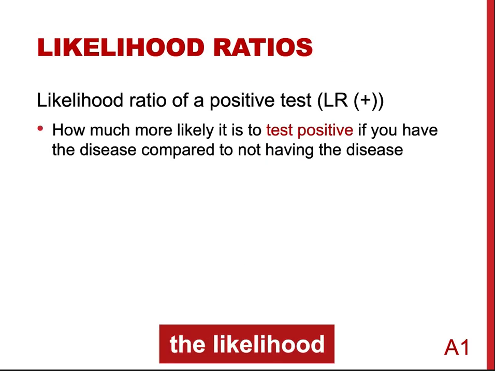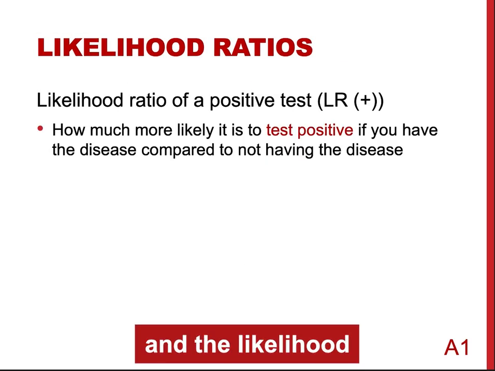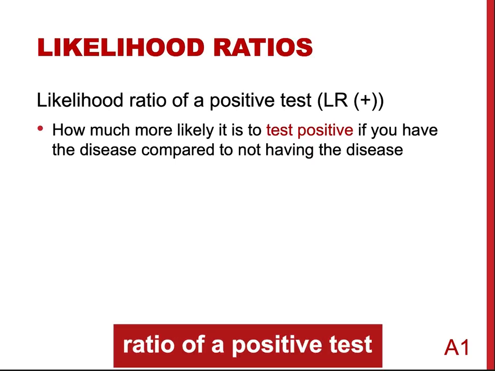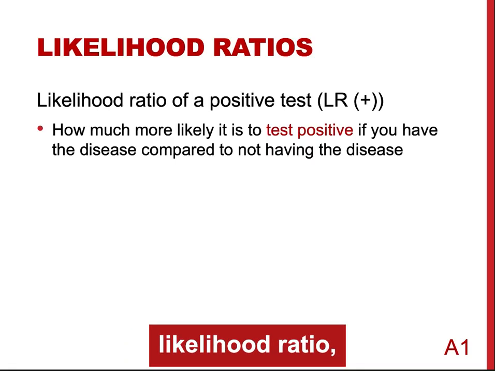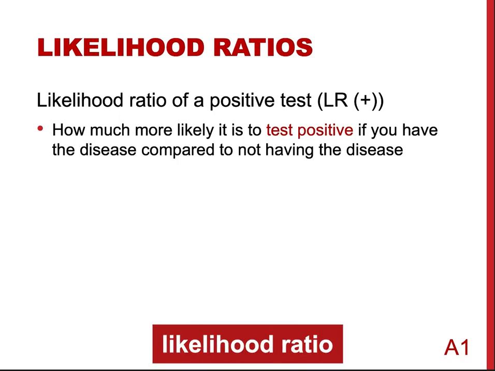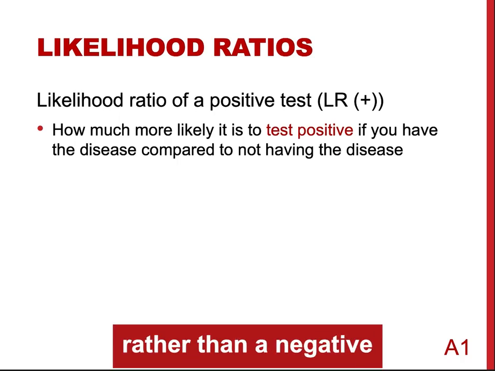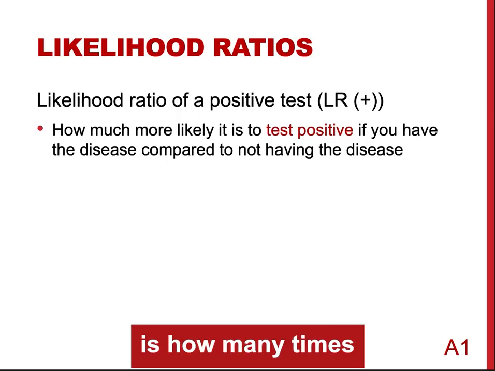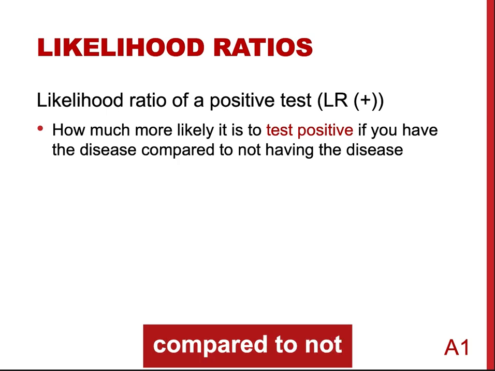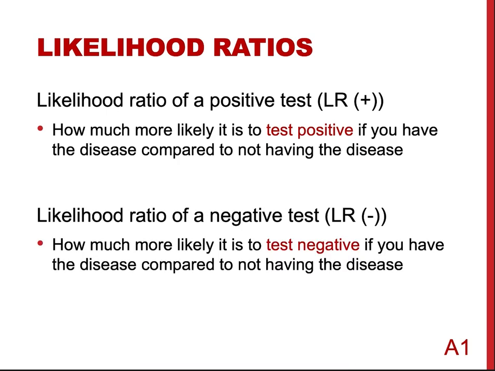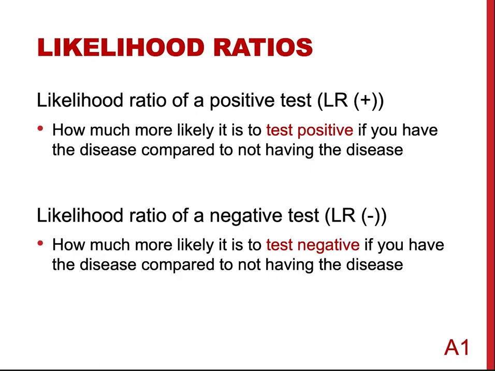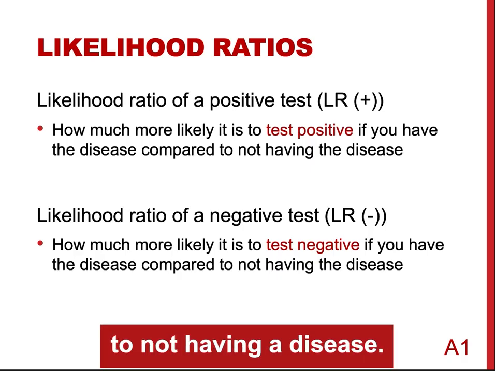Finally, we'll look at the likelihood ratio of a positive test and the likelihood ratio of a negative test. I prefer the term likelihood ratio of a positive test rather than positive likelihood ratio, and prefer the term likelihood ratio of a negative test rather than negative likelihood ratio. The likelihood ratio of a positive test is how many times more likely it is to test positive if you have the disease compared to not having the disease. The likelihood ratio of a negative test is how much more likely it is to test negative if you have the disease compared to not having the disease.